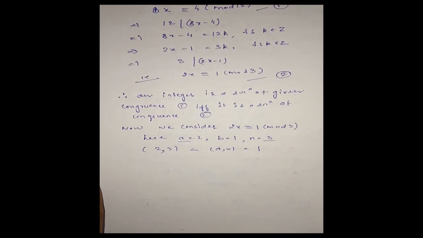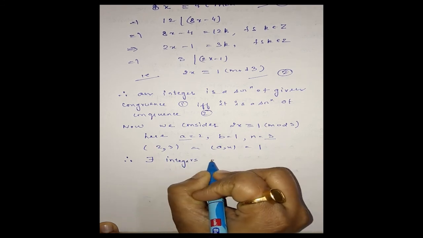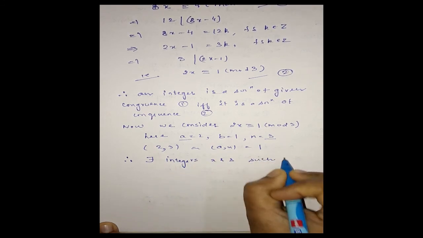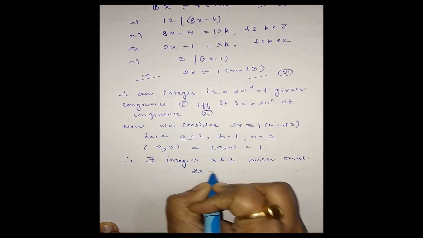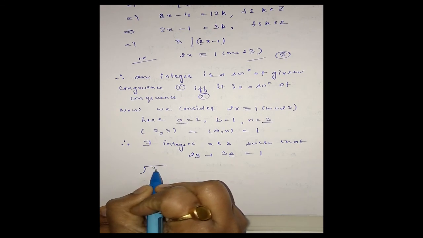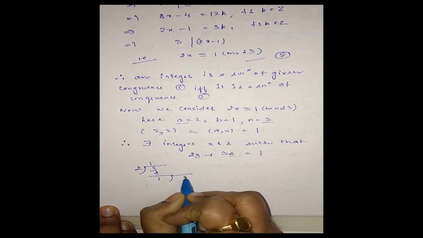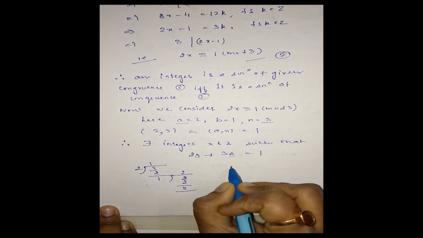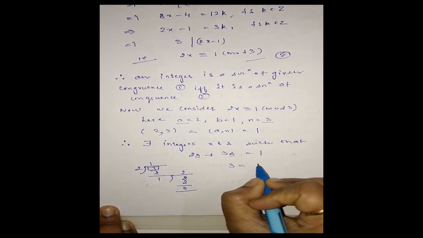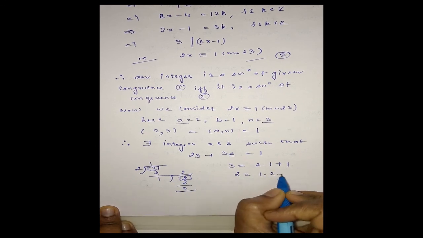They are relatively prime. Therefore, by Euclid's algorithm, there exist integers R and S such that 2R plus 3S is equal to 1. Now we will find R and S. Let us divide 3 by 2 here. Now 3 can be written as 2 into 1 plus 1, and 2 is written as 1 into 2 plus 0.